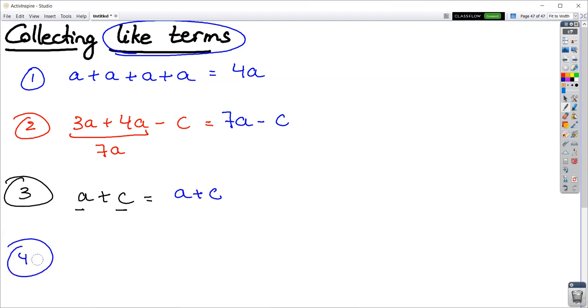The next example is when we are having 4ab minus ab. It means that we are having four lots of ab and then one lot of ab. Because there's no number written here with ab, we can consider it a 1 here. And now you do 4 take away 1, which would be 3ab, because ab and ab are the same.